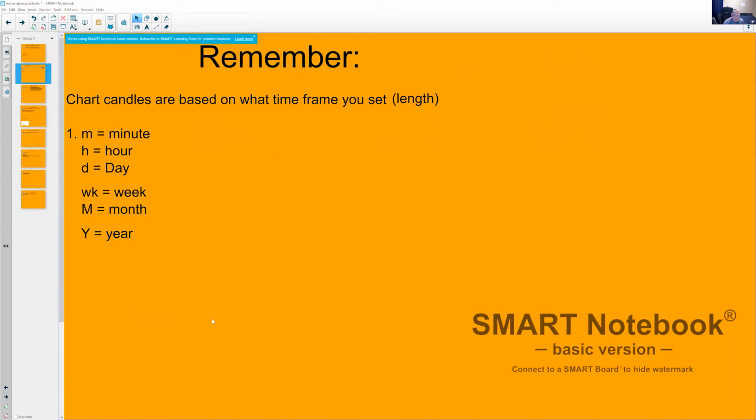So when we talk about trading, we look at charts, and I'm going to show you an example of a chart. But there's a couple of things I want to talk about before we start, and that's candles, and I'm going to go over what that is.